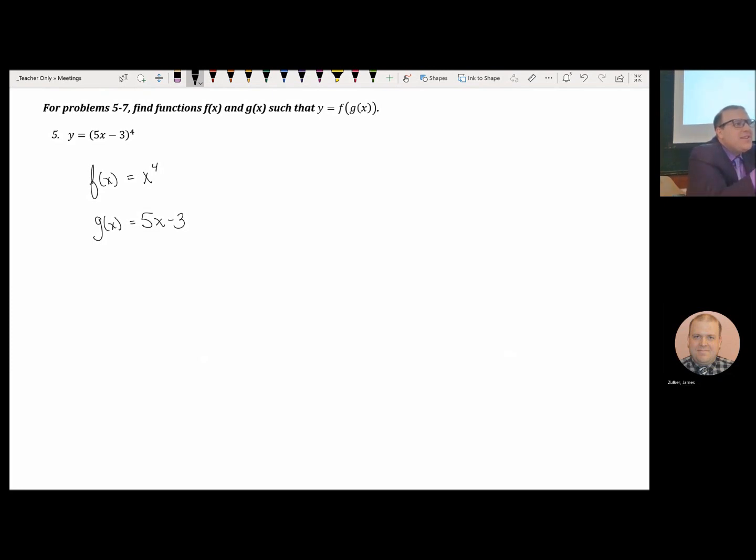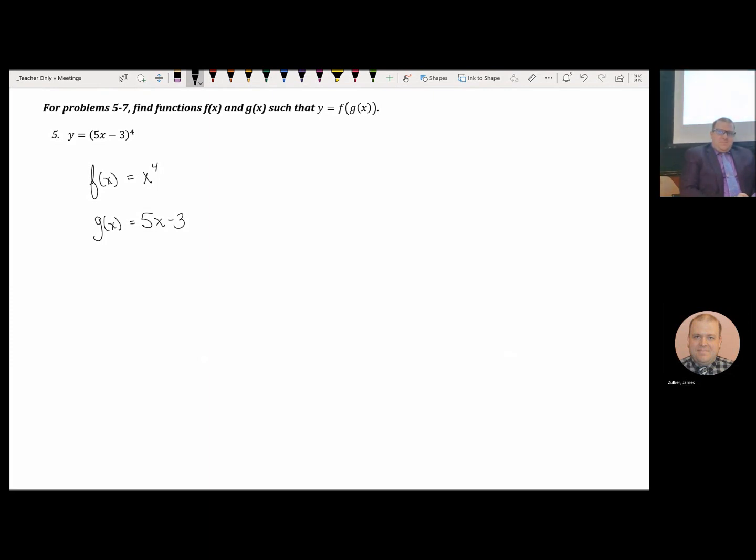You're the one who gave it to me, so break it down. Well, I think of 5x minus 3 as a chunk, right? I think of the whole quantity as a chunk. And I'm thinking y equals chunk to the fourth. So one of these functions is chunk, I'll make it x to the fourth. And then what is chunk? Well, that's g of x, chunk defined as 5x minus 3. So I looked at it as chunk to the fourth. One function is the chunk. The other function is x raised to the fourth.